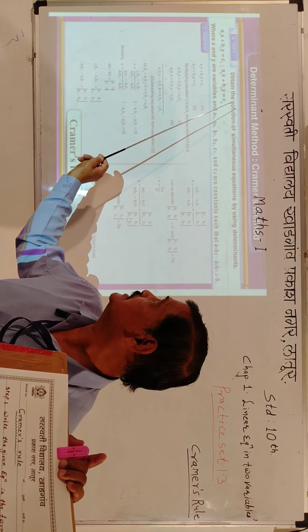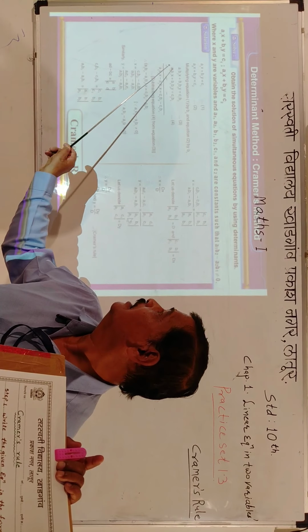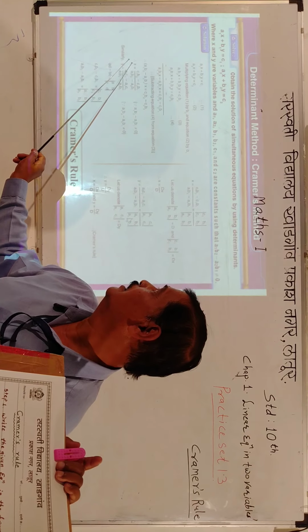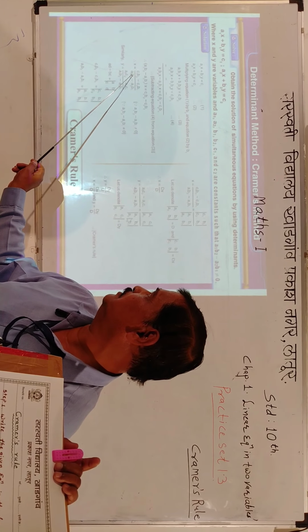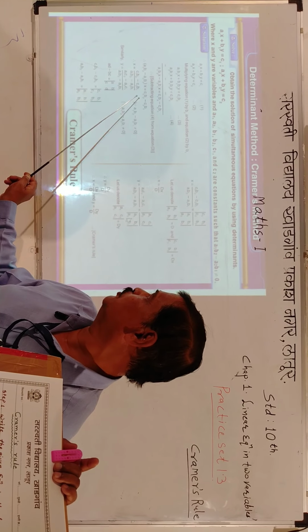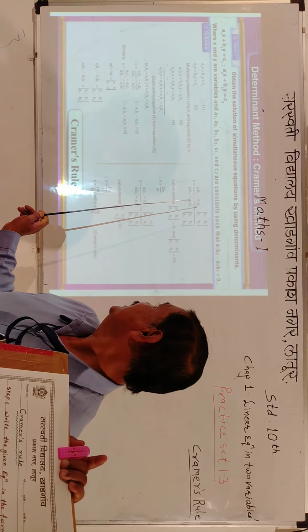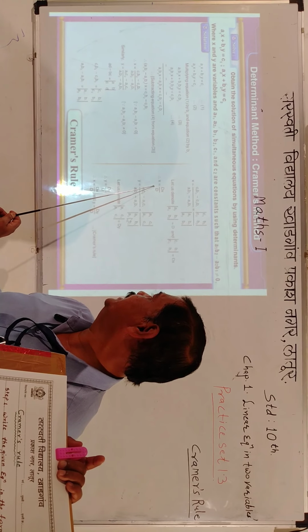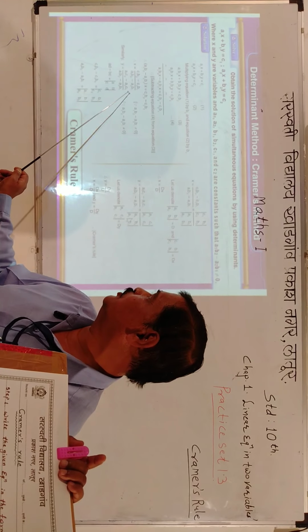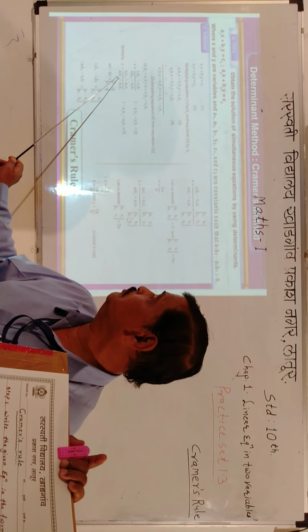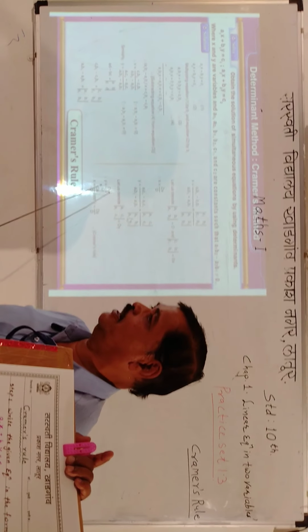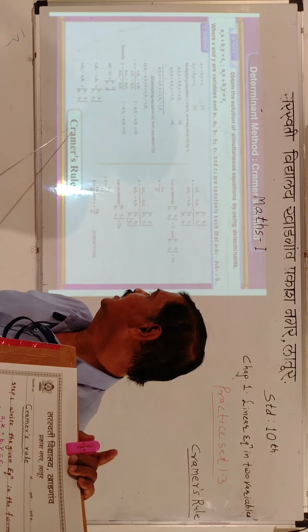These two equations are solved by our elimination method, where x is equal to C1 B2 minus C2 B1 divided by A1 B2 minus A2 B1, and this is equal to dx divided by d. Similarly, y is equal to A1 C2 minus A2 C1 divided by A1 B2 minus A2 B1. This is y is equal to dy divided by d. This method is called Cramer's rule.